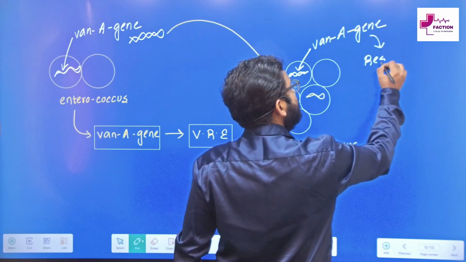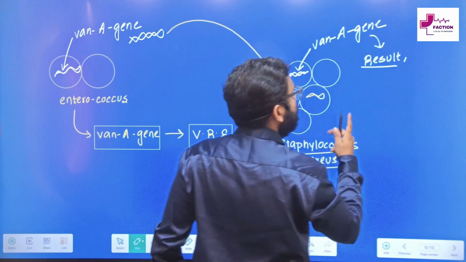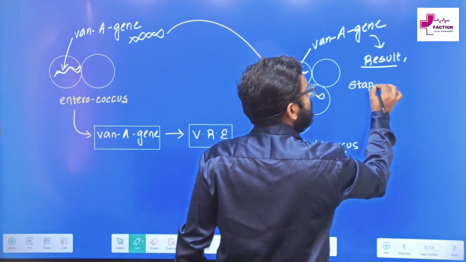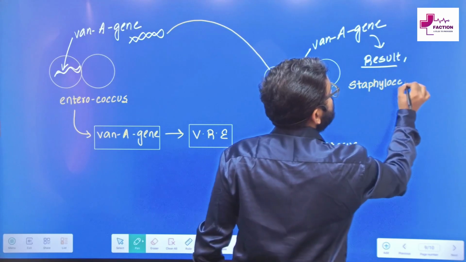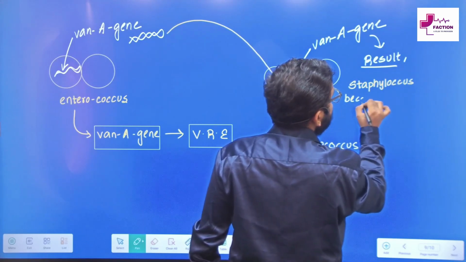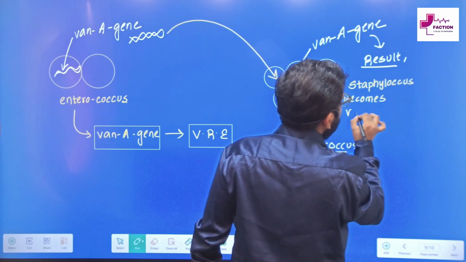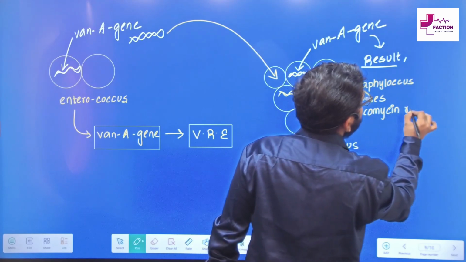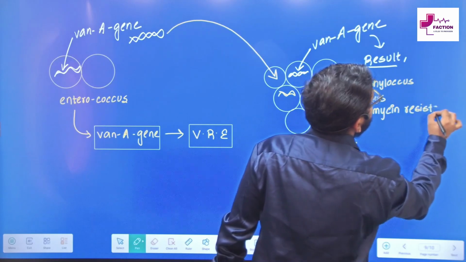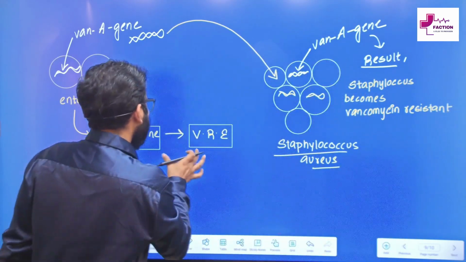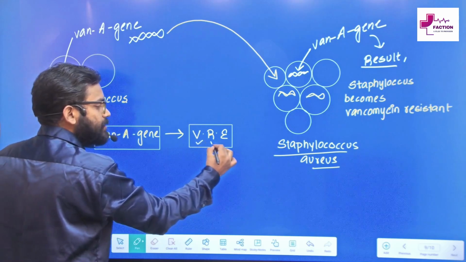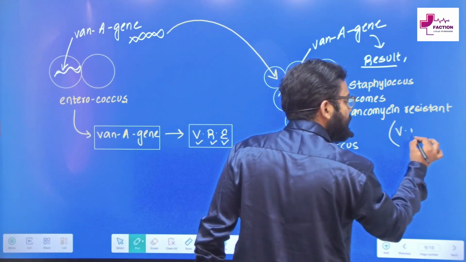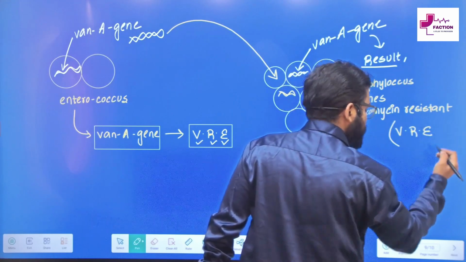what would be its result? Staphylococcus becomes vancomycin resistant. So if we used to call this one vancomycin resistant enterococci, we can also say this one as vancomycin resistant Staphylococcus.